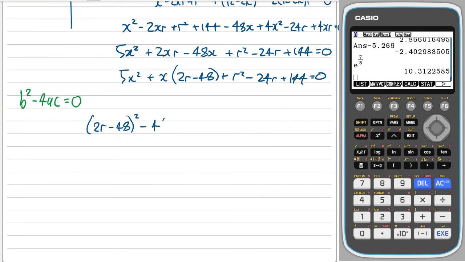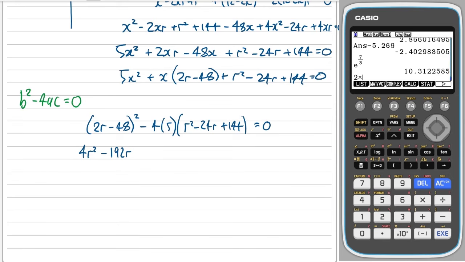The a value is 5, it's 5x squared, and the c value is r squared minus 24r plus 144, and all of that equals 0. Okay, here we go. Let's expand this out. 4r squared, 2 times 48 is 96. And then 96 doubled is 192, so it's minus 192r, and I'm going to go to the calculator.